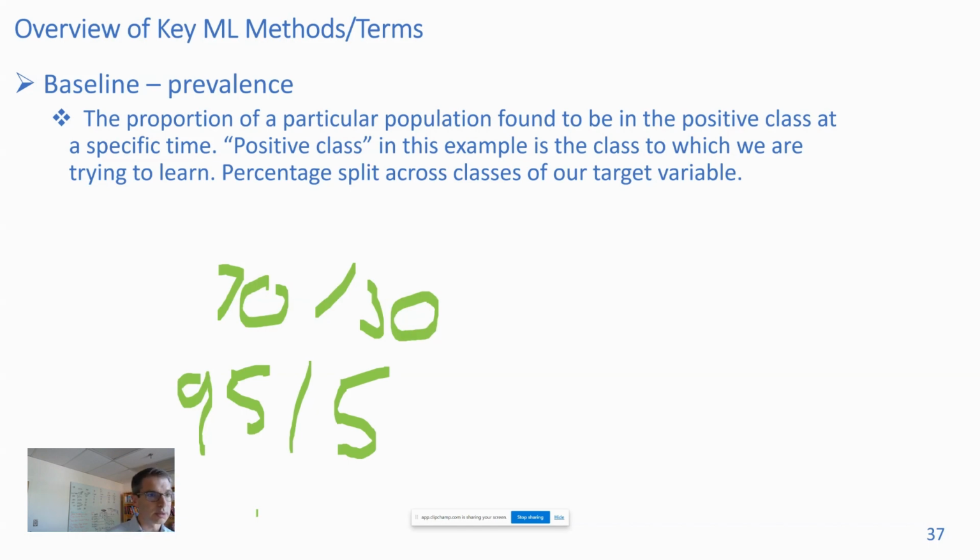So we want to understand our target variable and get an idea of what that looks like. That's another important thing to understand, especially as it relates to classification, which is what we're going to spend most of the time on in class.